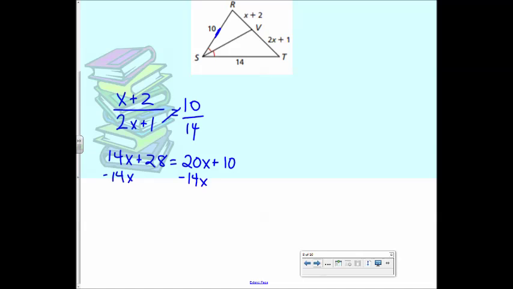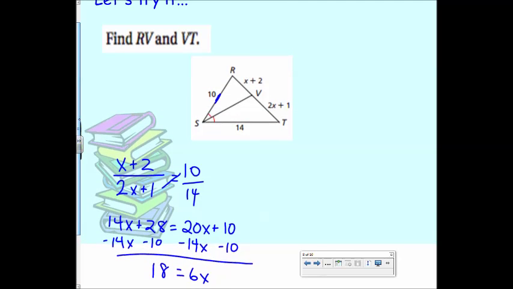And then how would you find RV and VT? Good. So if x is 3, then this would be, if x is 3, what's this? 5. And if x is 3, what's this? 7.